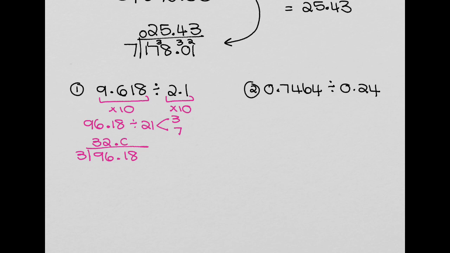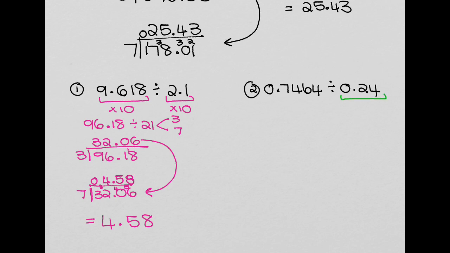3 goes into 9 3 times, 3 goes into 6 twice, decimal. 3 goes into 1 0 times, carry the 1. 3 goes into 18 6 times. Take that answer, put it in the bus stop. So you've got 32.06, and now you're going to divide that by 7. 7 doesn't go into 3, carry the 3. 7 goes into 32 4 times. Now we're going over the decimal, so decimal. Carry the 4, because the remainder is 4. 7 goes into 40 5 times, remainder 5, and 7 goes into 56 8 times. So your answer is 4.58.